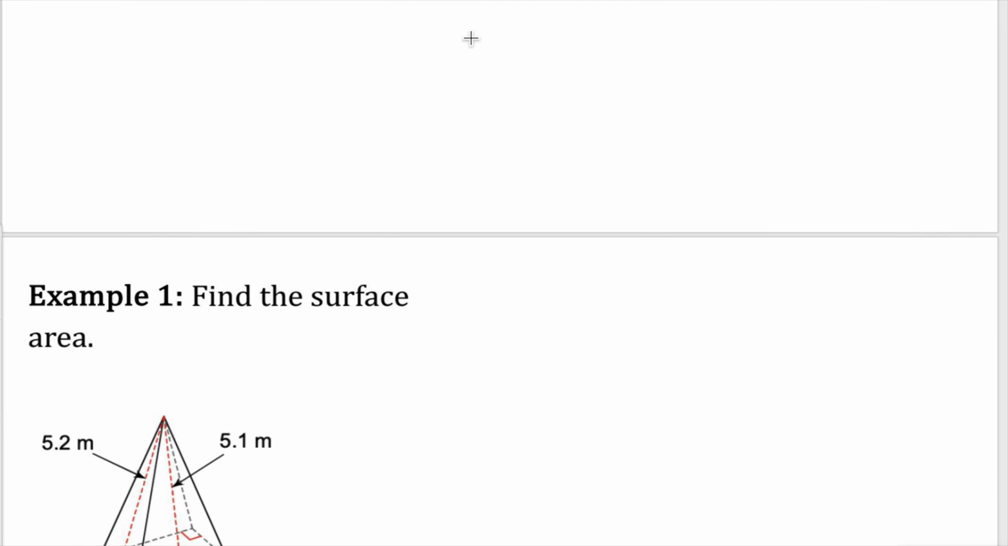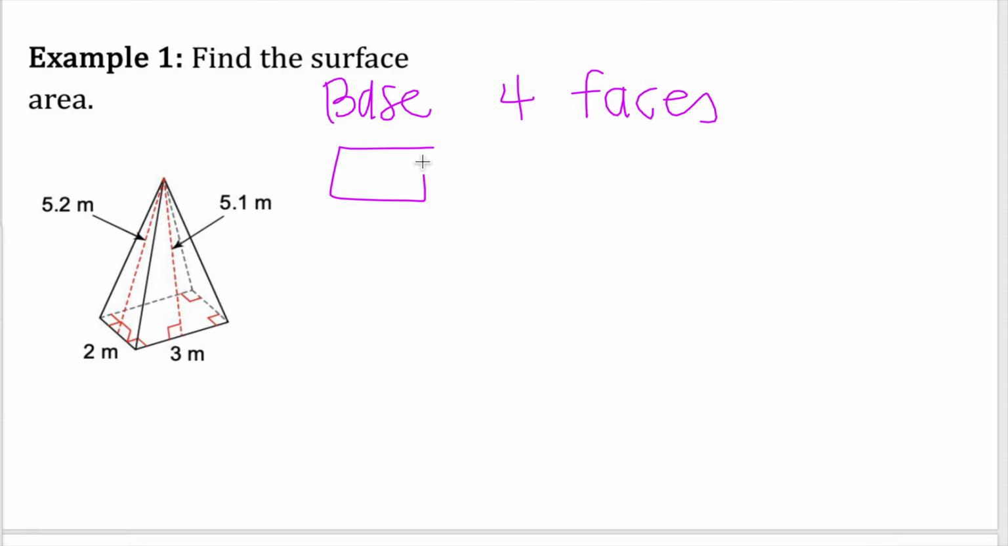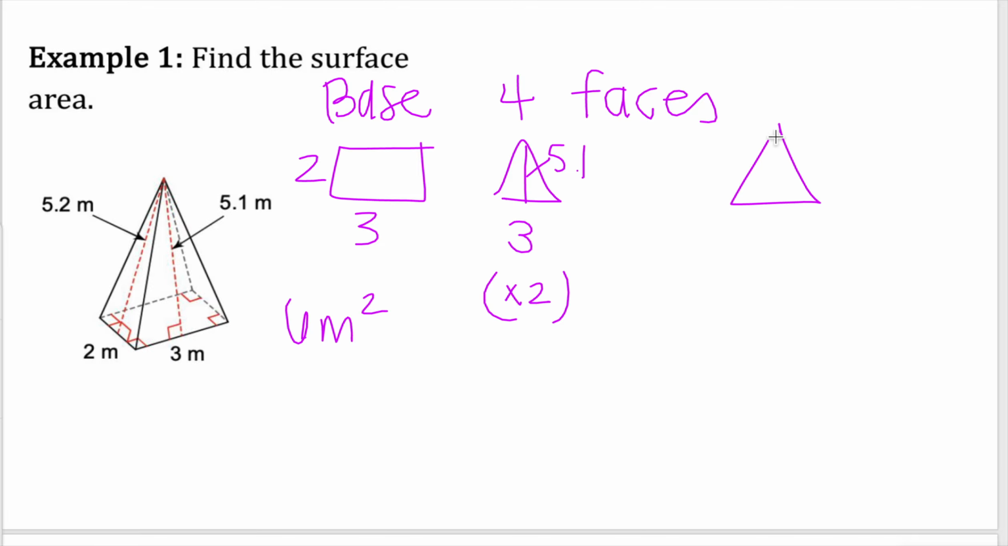We're going to go ahead and get started and talk about this one. So finding the surface area, meaning finding the area of all the surfaces. We have our base, and then we have our four faces. The base is a 2x3 rectangle, and that one's easy to find. That one's just going to be 6 square meters. And then the four faces, we have a 3x5.1 triangle, and we have 2 of those. And then we also have a 2x5.2 triangle, and we have 2 of those.